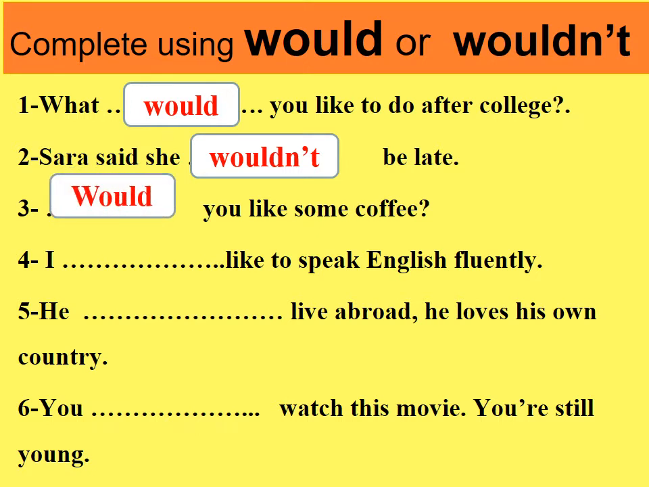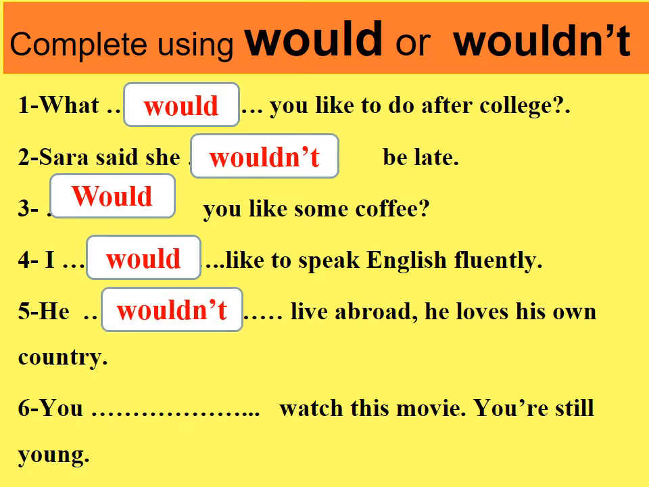Number 3. Would you like some coffee? Number 4. I would like to speak English fluently. Number 5. He wouldn't live abroad. He loves his own country. Number 6. You wouldn't watch this movie. You are still young.